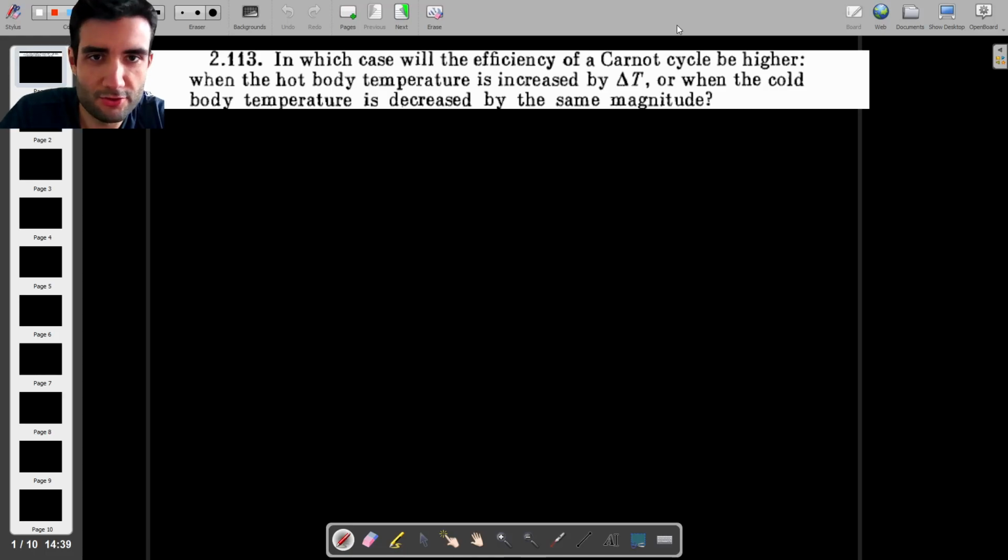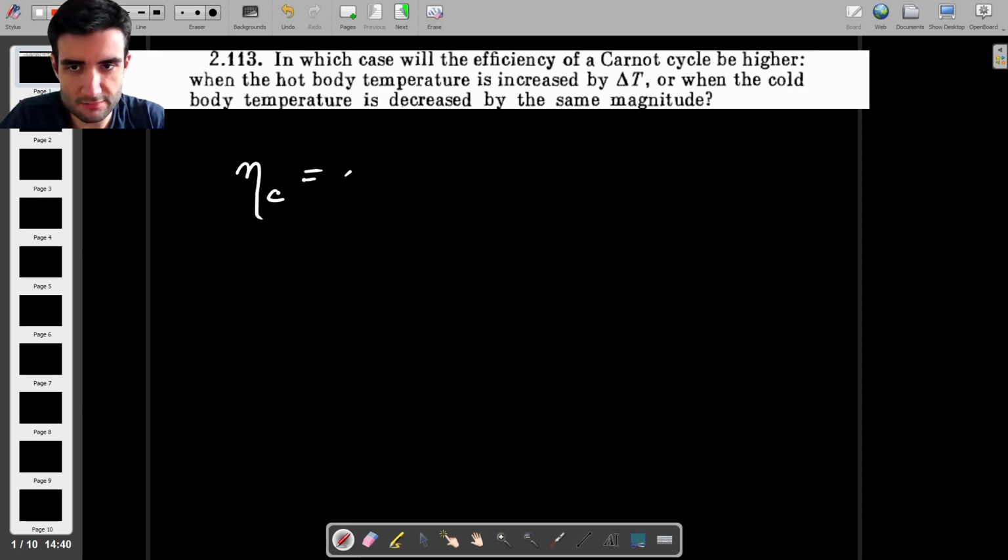Here's a really quick thermodynamics problem which looks at a Carnot cycle. This is actually a classic question in the sense that we have to look at the efficiency of a Carnot cycle and try to improve it in one of two ways. As you know, the efficiency of a Carnot cycle is given by 1 minus T cold over T hot. And we have two ways of trying to improve this efficiency.